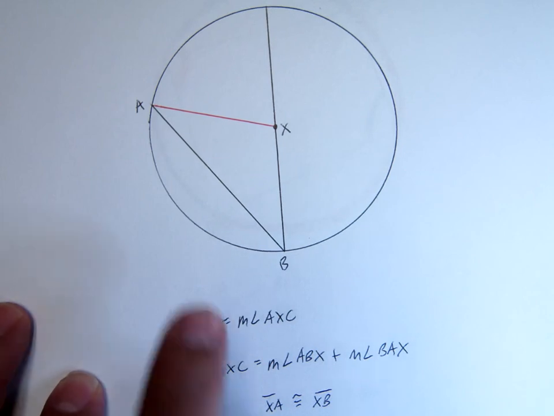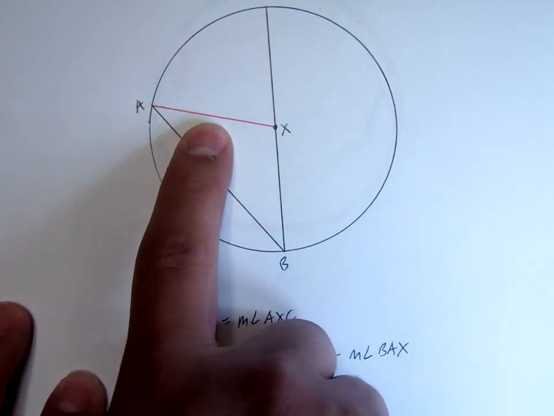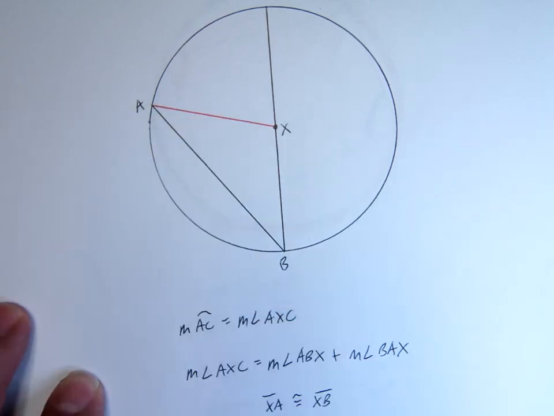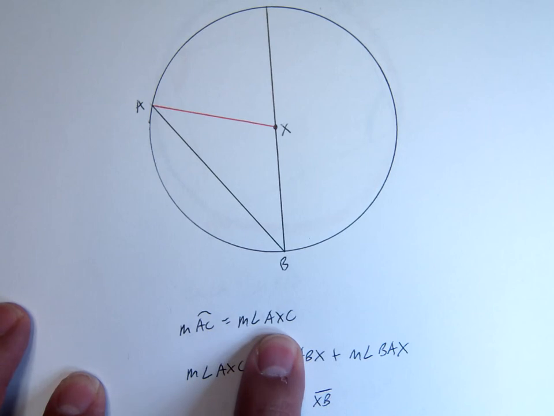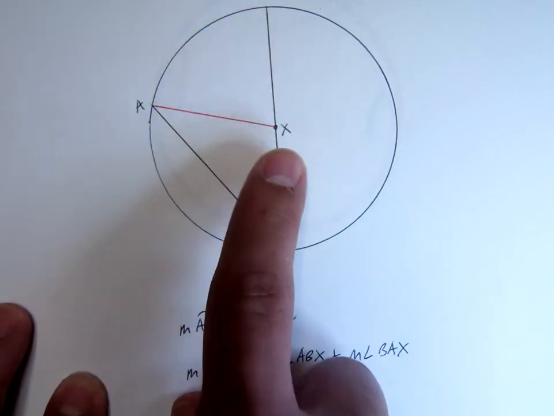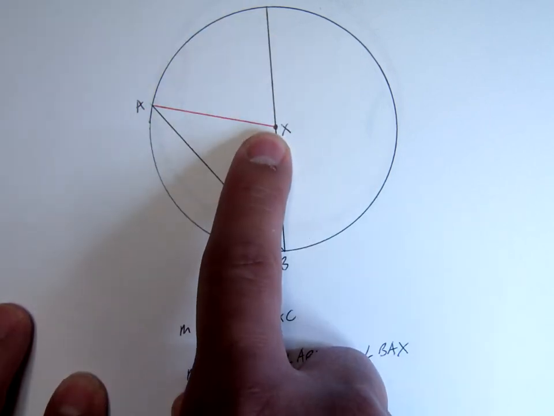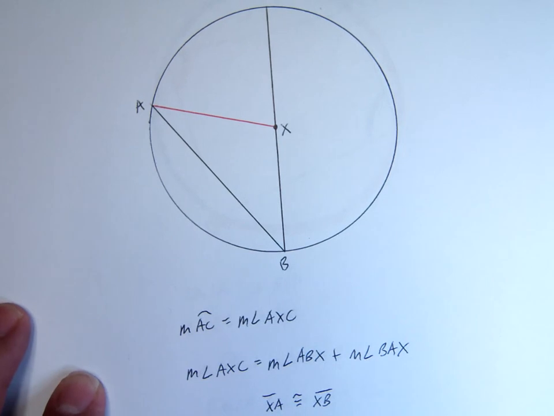So first thing I did was I added this red line. Hopefully it shows up as red. And now I have a central angle. And so now I know the measure of arc AC, the measure of this arc right here, is equal to the measure of angle AXC, because this is a central angle. That point X is the center of the circle.